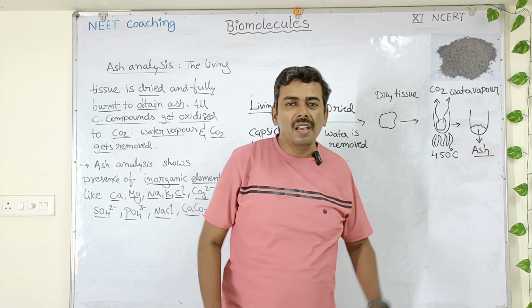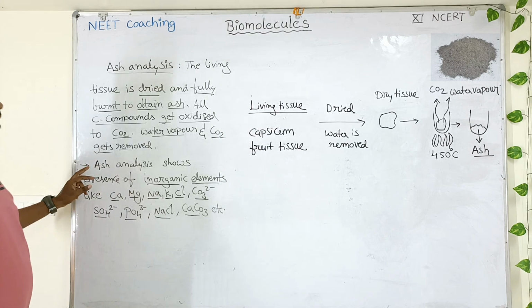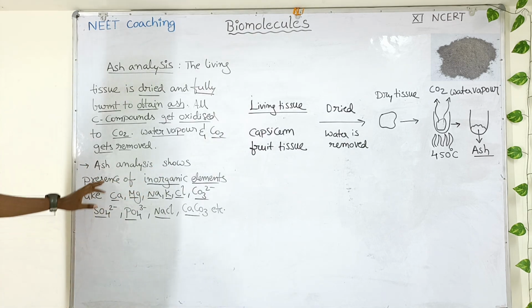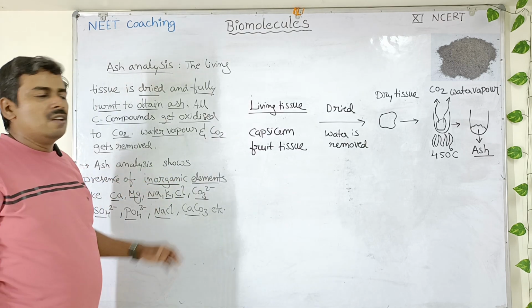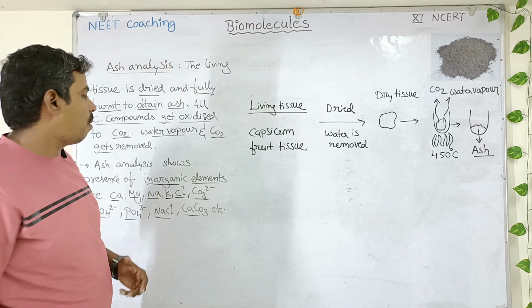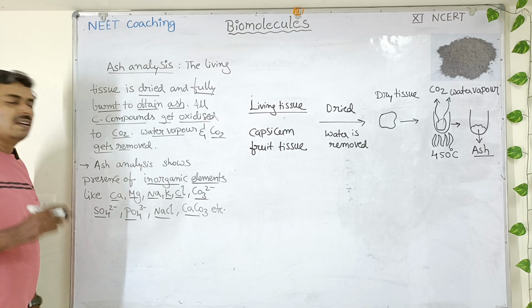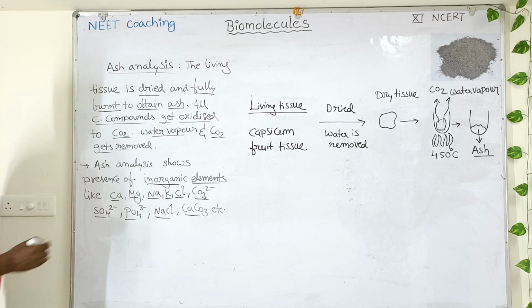Now once our ash is ready, we can analyze the different chemicals which are present in the ash. On analysis of ash, what can we find? Ash analysis shows presence of inorganic elements. We can find a number of inorganic elements in that white grayish powder. So what are the different types of inorganic elements that can be found in the ash?